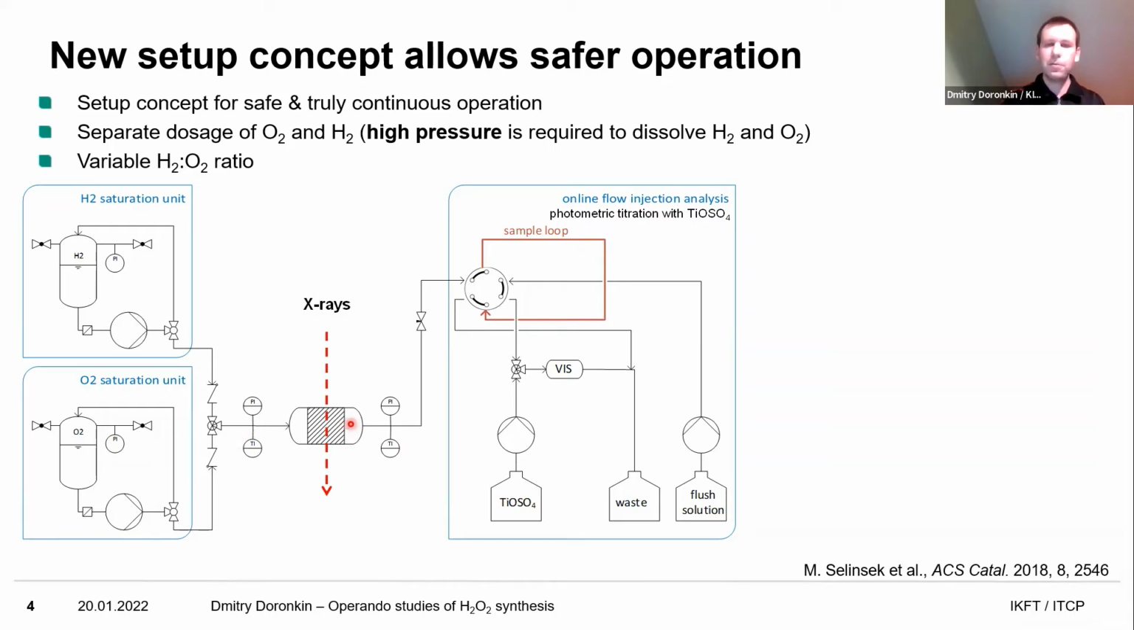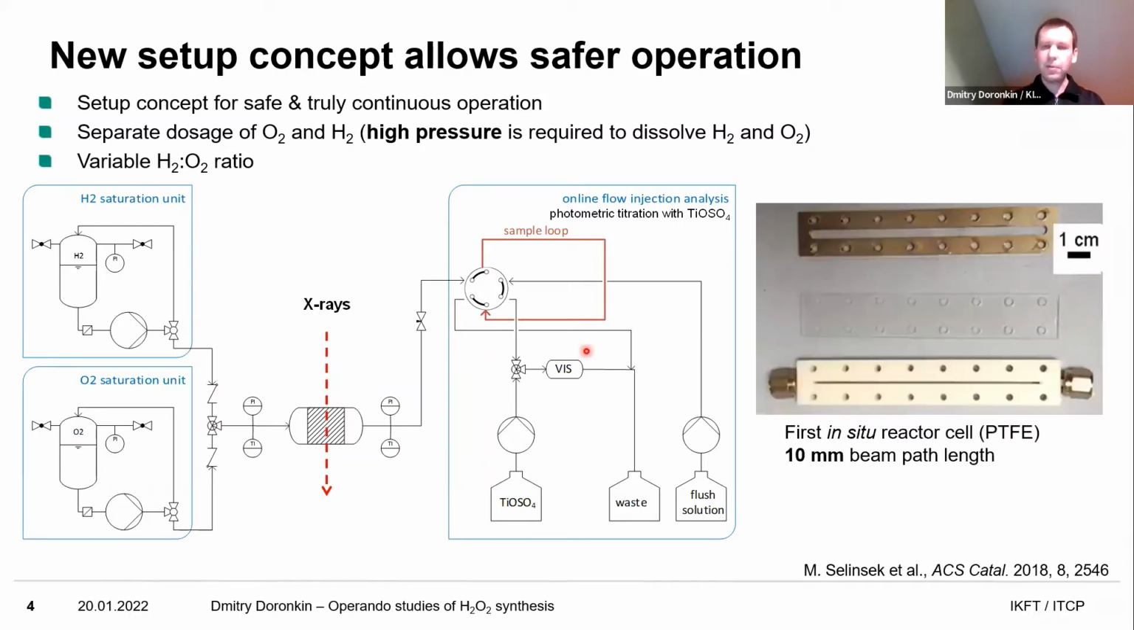Then a reactor, which we are free to choose as we want. Of course, we want something on which we can put on a beamline and measure spectra. And then analytics, that was titration in our case. So if we are talking about the in-situ cell of a reactor, as I said, we are free to choose. And so why not go to something tailor-made for this specific project?